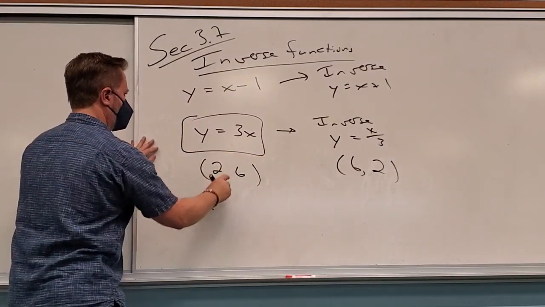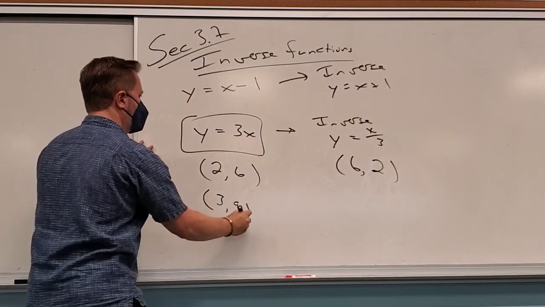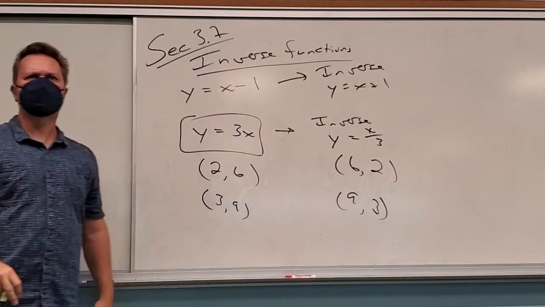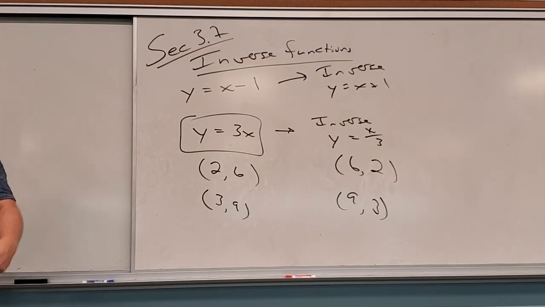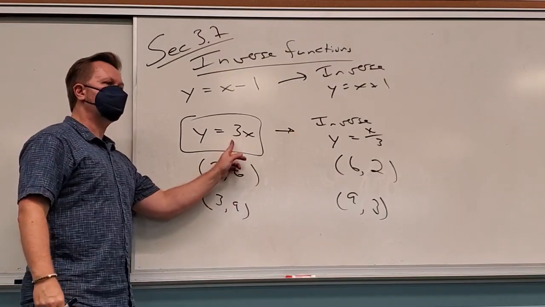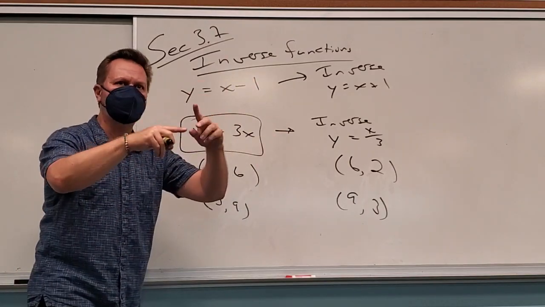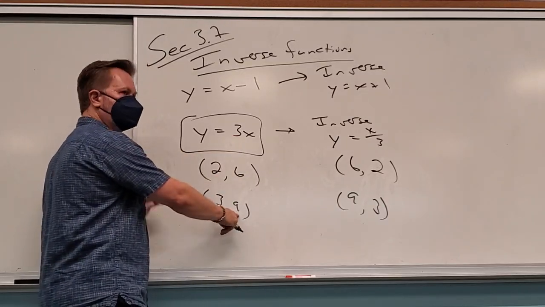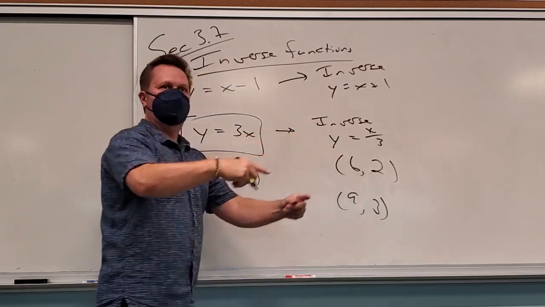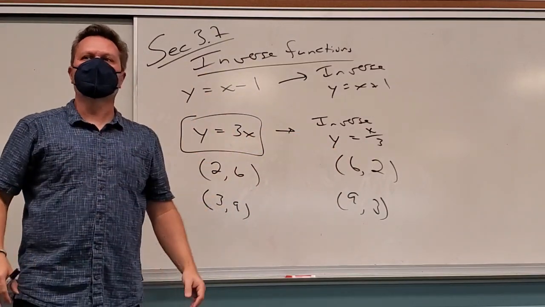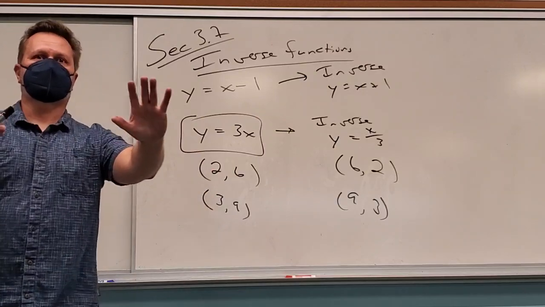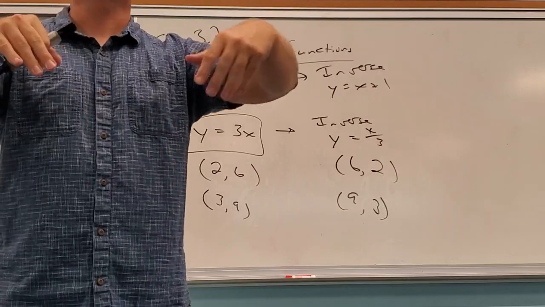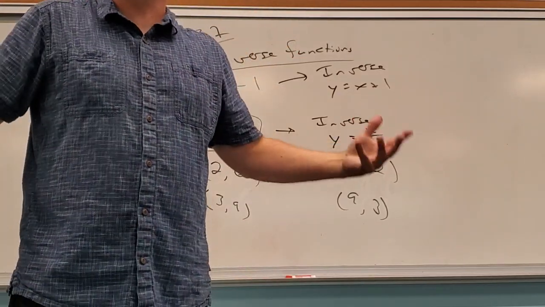Give me another point. 3, 9. What do I get when I put a 9 in here? 3. Right? That's what we should expect. Whatever the output of this guy is, that guy's going to undo what happened to it and bring it back to what it used to be. What did this guy do to 3? Tripled it, made it 9. So if I give this guy 9, it's going to untriple it, bring it back to 3. That's nice. Yes, that's exactly what you would think would happen. An inverse function should undo what the original function did. That should be its job.